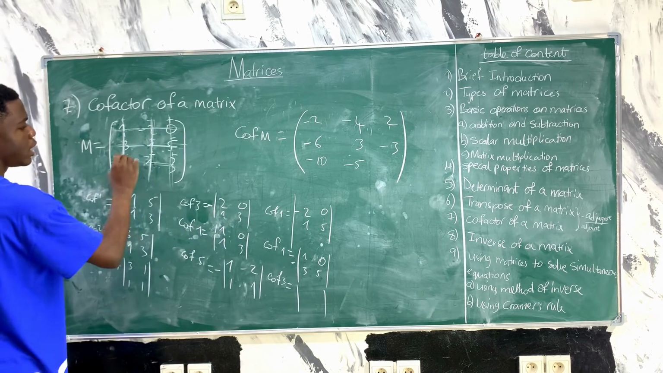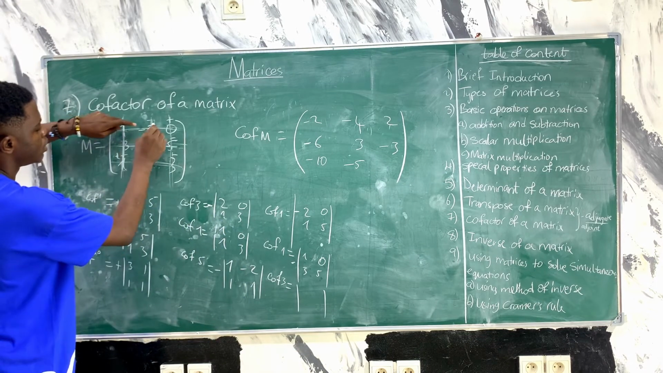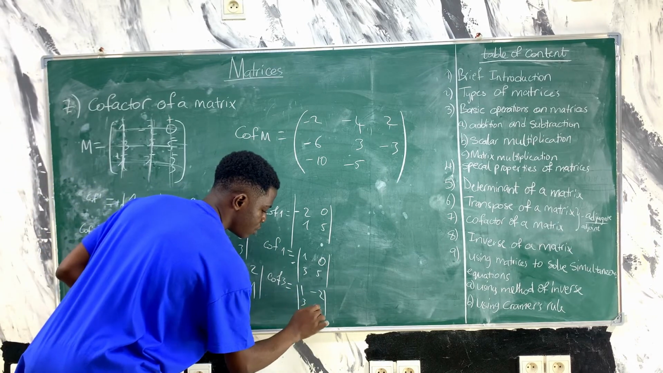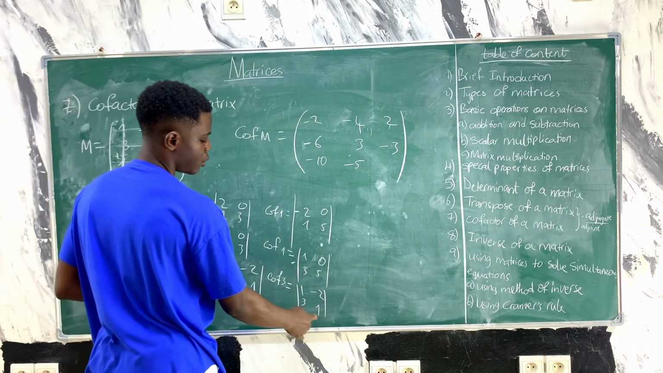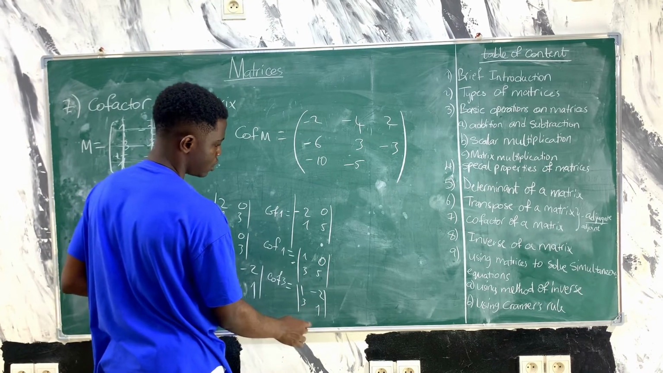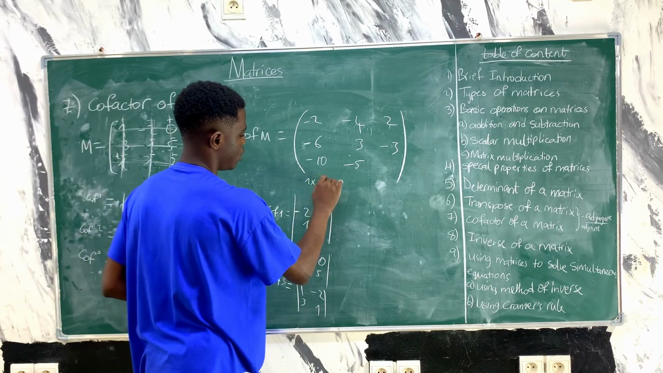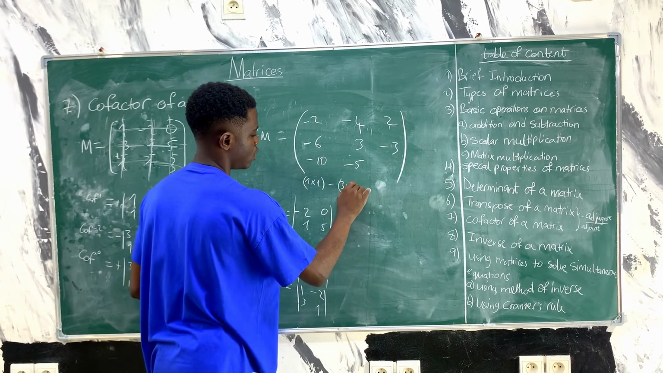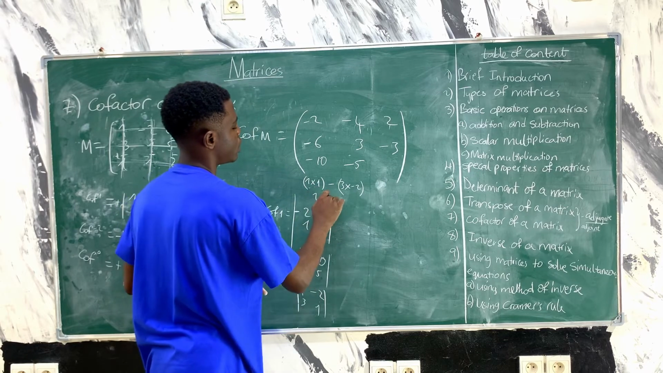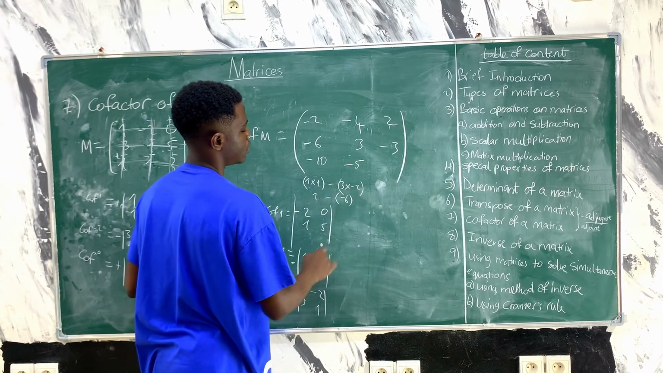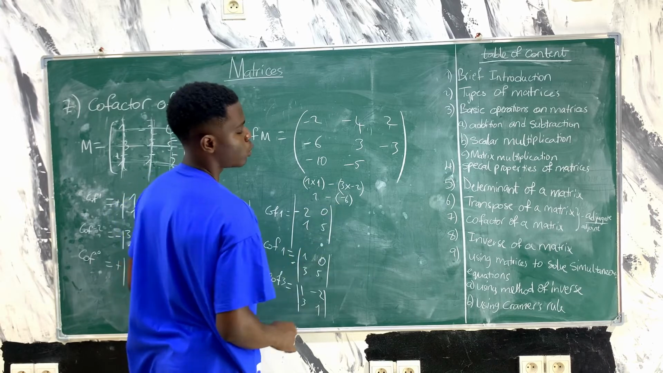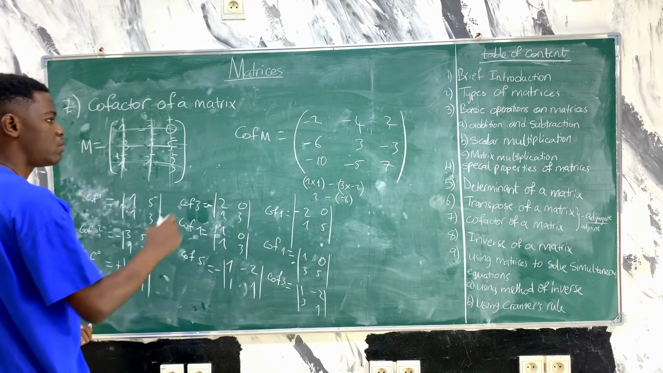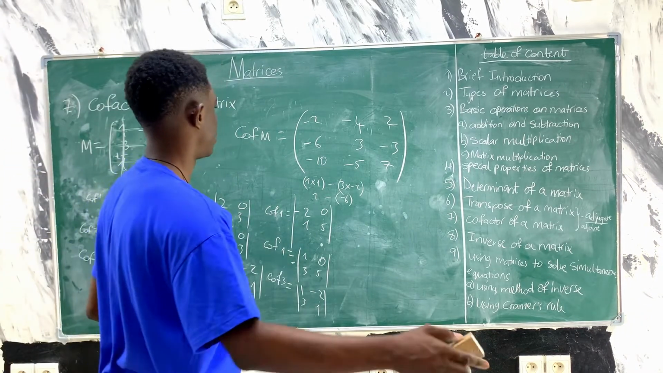You cancel here and here. You have 1 minus 2, 3, 1. So 1 times 1 is 1 minus 3 times minus 2. 1 times 1 is 1, minus 3 times minus 2 is minus 6. So 1 minus minus 6 is 1 plus 6. That is 7. You have 7 there, and you're done.